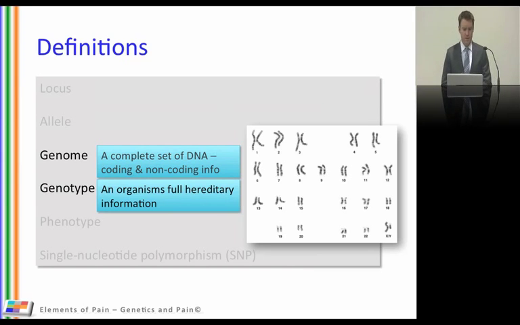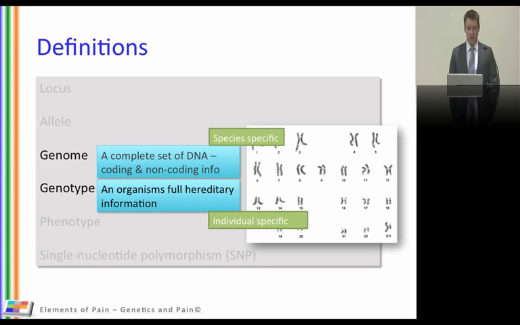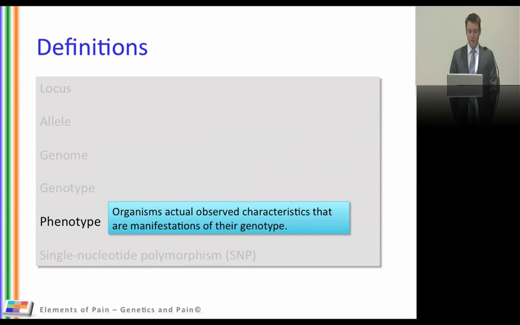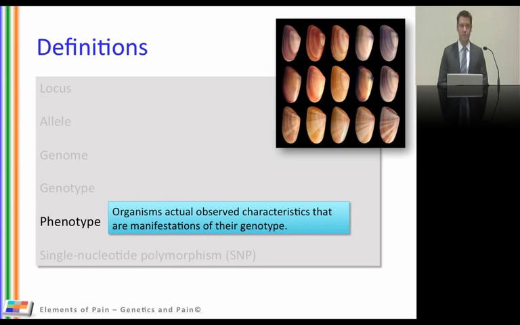Now genome versus genotype. If you have a look at it, they're pretty much similar really. A complete set of DNA, which is a genome, and a genotype is the same thing, a full set of hereditary information. But the difference really is the genome is species specific, whereas a genotype is individual specific. So I have a particular genotype, and as a human, there is a particular human genome. And phenotype is the one thing that we all remember. That is the expression of our genotype, and that's dependent on a whole host of factors which we'll elaborate on shortly.